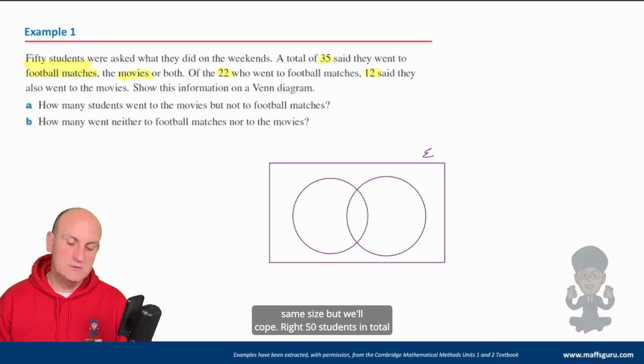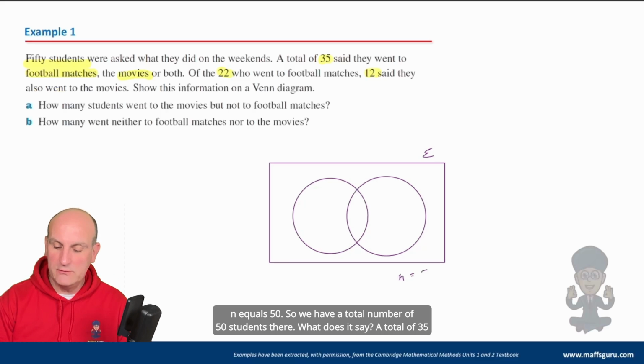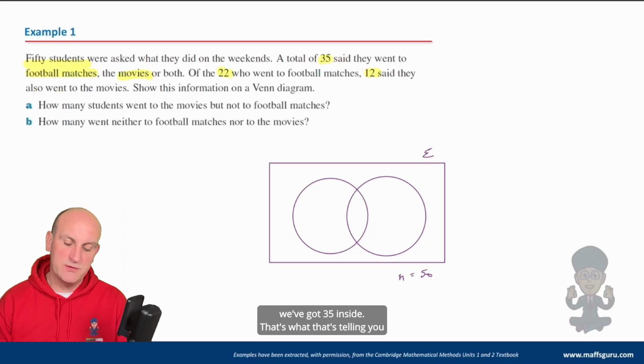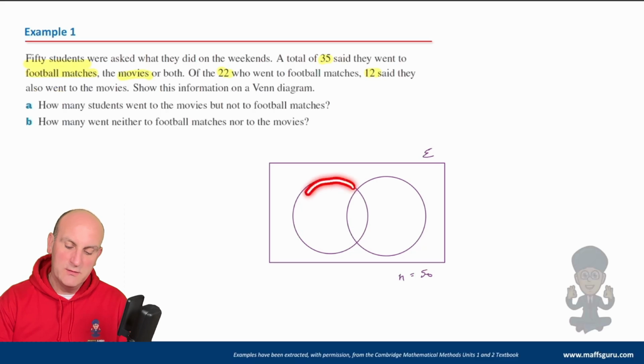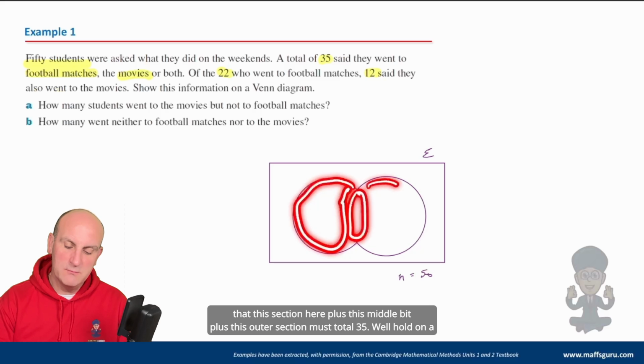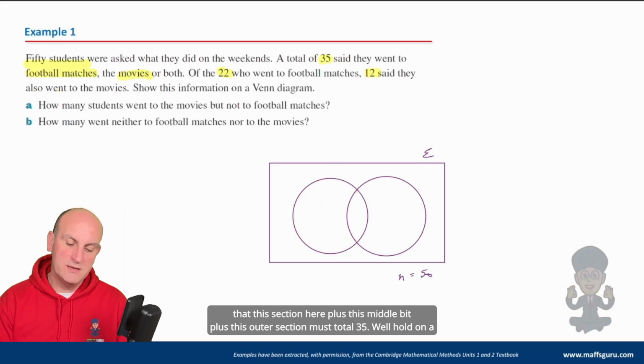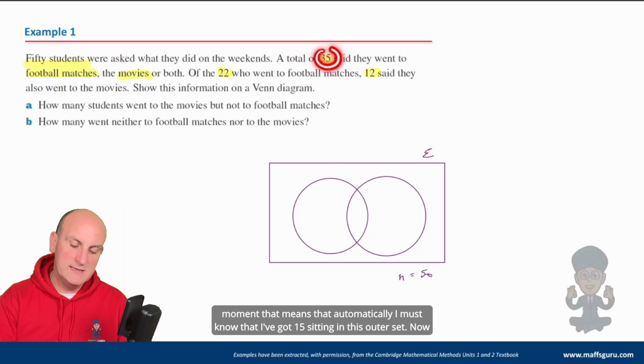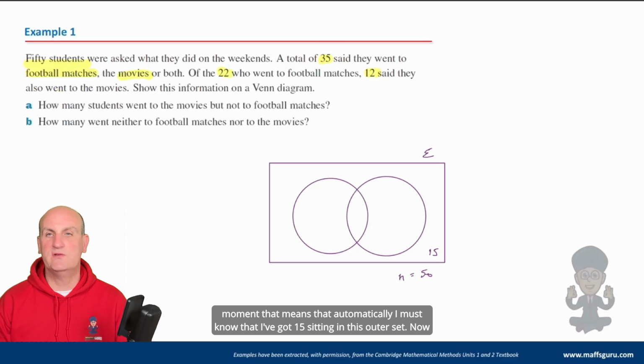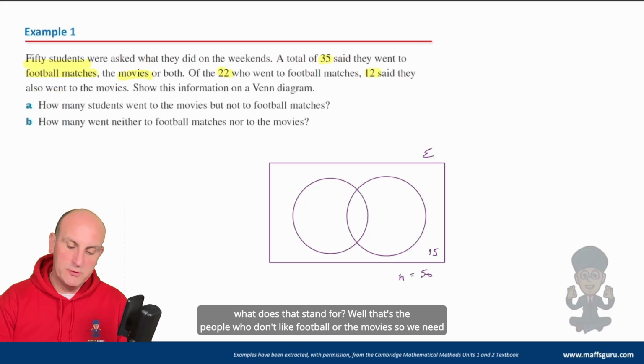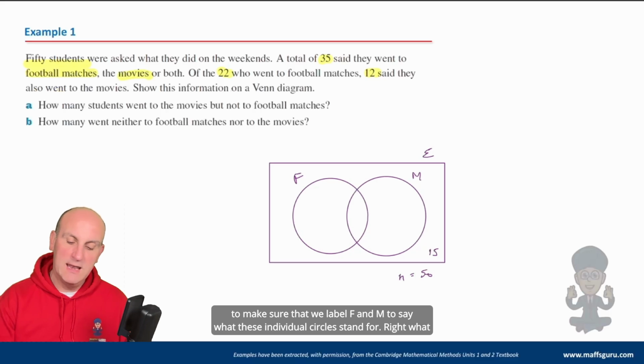Right, 50 students in total. N equals 50. What does it say? A total of 35 said they went to football matches, the movies, or both. So we've got 35 inside. That's what that's telling you: that this section here, plus this middle bit, plus this other section must total 35. That means that automatically I must know that I've got 15 sitting in this outer set. Well, that's the people who don't like football or the movies. So we need to make sure that we label F and M to say what these individual circles stand for.